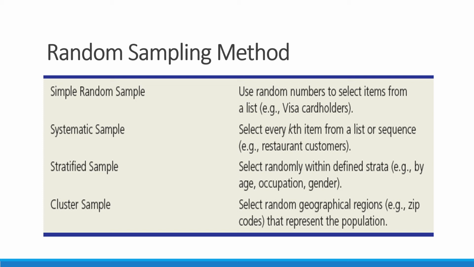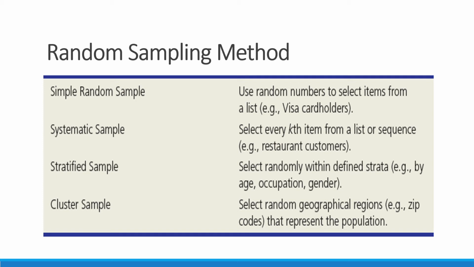So in the random sampling method, the first sampling way is simple random sample. In this case, we are using random numbers to select items from a list. So, for example, if we have Visa card holders, we may use some random generator programs to select which Visa holder will be selected.